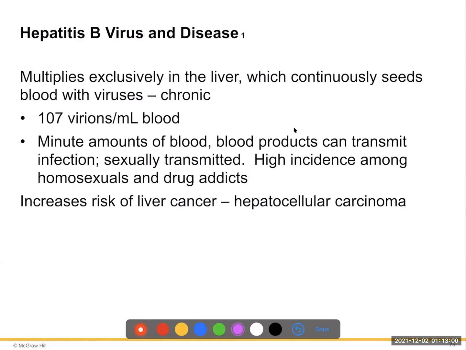Hepatitis B multiplies exclusively in the liver. That's what it affects. Once it enters the body, it goes into the bloodstream and affects the hepatic cells, which continue to seed the blood with virus, and it is a chronic disease. There are 170 virions per milliliter of blood. A minute amount of blood or blood products can transmit infection. It can be sexually transmitted. It's a high incidence among homosexuals and drug addicts. Hepatitis B increases the risk of liver cancer, hepatocellular carcinoma.